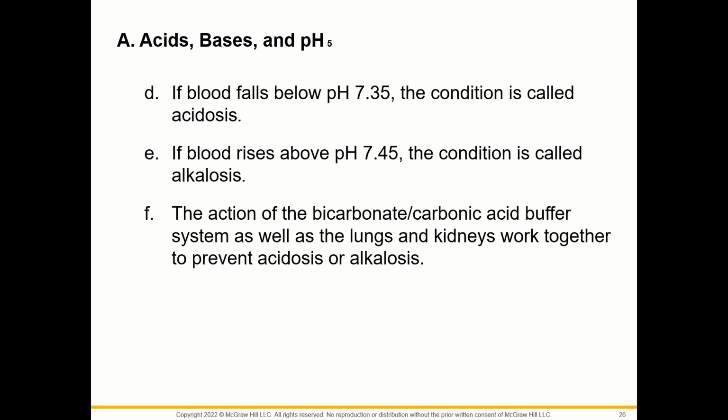If the blood falls below a pH of 7.35, the condition is called acidosis. If blood rises above a pH of 7.45, the condition is called alkalosis. The action of the bicarbonate carbonic acid buffer system, as well as the lungs and kidneys, work together to prevent acidosis or alkalosis.